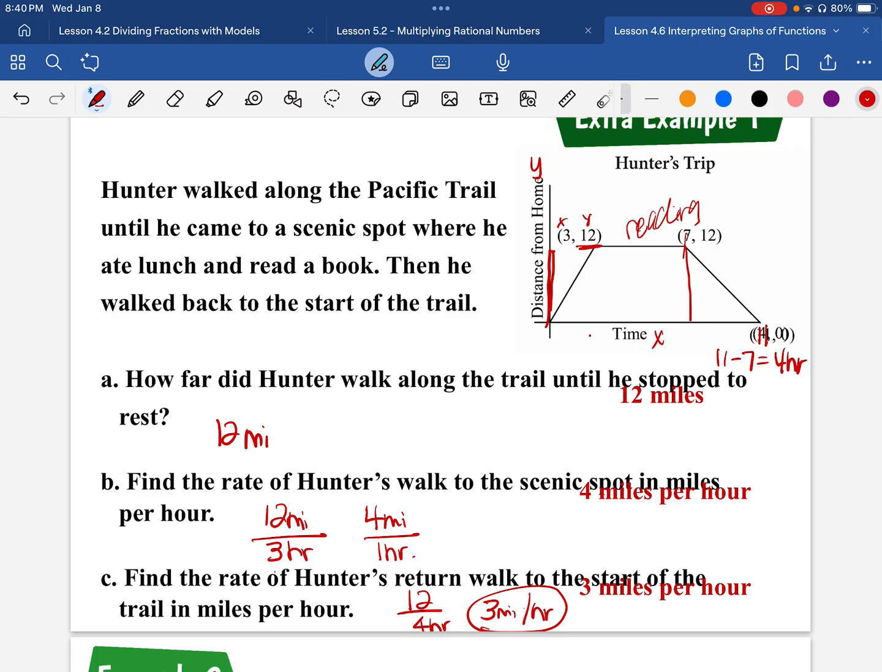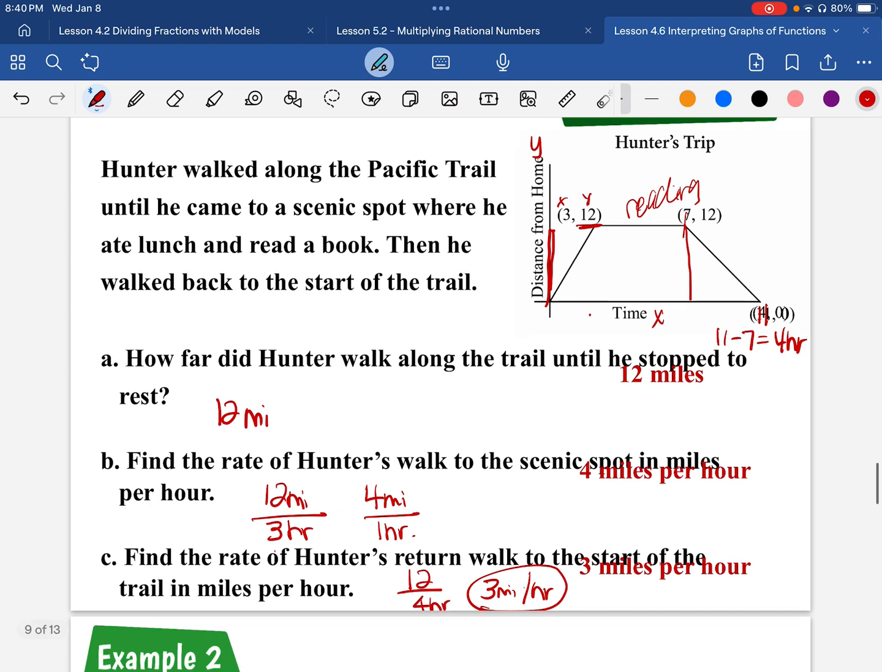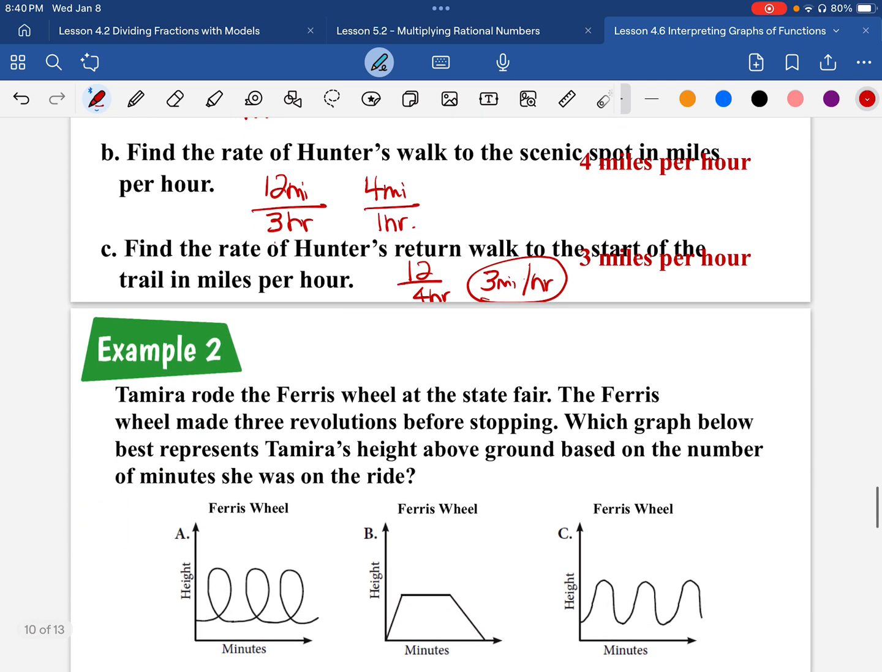We're going to do one more example here to talk about which graph fits the piece of information best. So they might give you a couple different graphs, and you kind of have to figure out which of these graphs is best for the example. So Tamara rode the Ferris wheel at the state fair. The Ferris wheel made 3 revolutions before stopping. Which graph below best represents Tamara's height above the ground based on the number of minutes she was on the ride? Okay, so these 3 graphs look completely different.